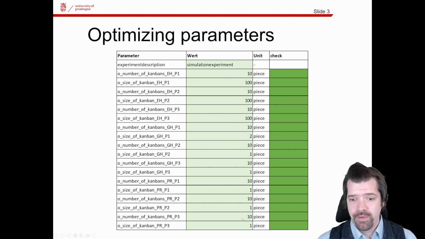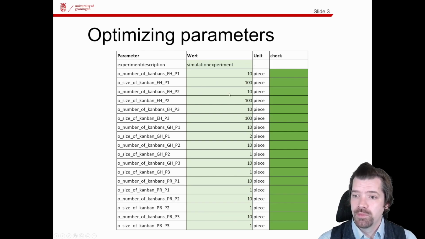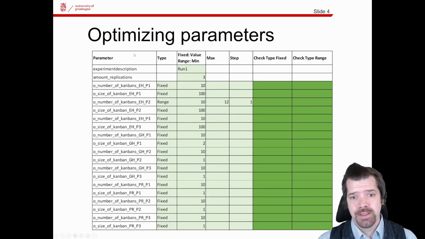Here you can just enter the value. So in that case, for instance, we have 10 as the number of Kanbans for the retailer chosen for product 1, and the size of the Kanbans is 100. So please do not change those check values. This is just necessary when you made some mistakes in entering those values. And once you have configured it, then you could immediately start the experiment simulation, either on your Mac or on your Windows machine.